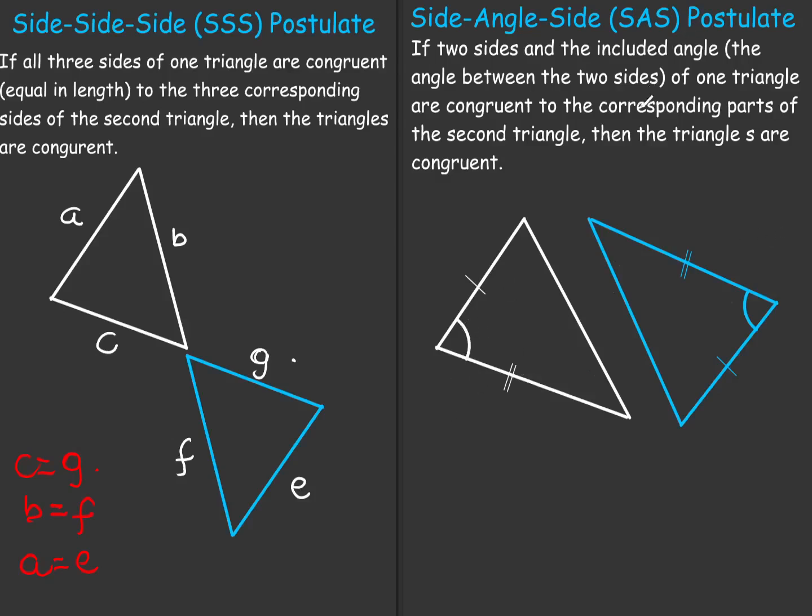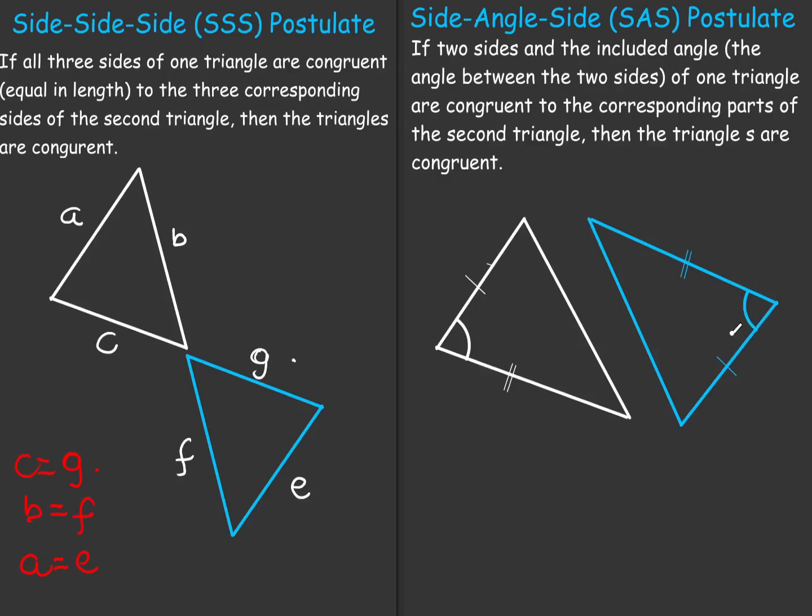Do you see? So if two sides and the included angle of one triangle, so of this one, are congruent to the corresponding part of the second triangle, then the triangles are congruent. So if this side is corresponding, that is, it corresponds with this, and we are seeing they are the same. And this other side also corresponds with this, and we are saying they are the same. In addition to that, their included angles are also the same. Then the triangles are what?